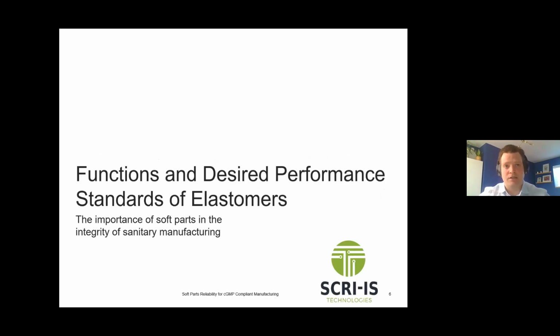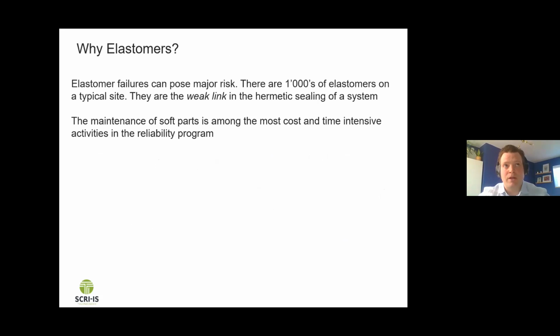Okay, so the functions and the desired performance. What do I want my elastomers to achieve, and why are they important in the context of sanitary manufacturing? So elastomer failures in our industry, in the biopharmaceutical industry in particular, can pose a major risk. There are typically thousands of elastomers on any typical site, and ultimately they are the weak link in the hermetic sealing of a system. So, most of the other connections that we have on all of the pipework and all of the vessels, et cetera, tend to be physical steel connections, welds, etc.